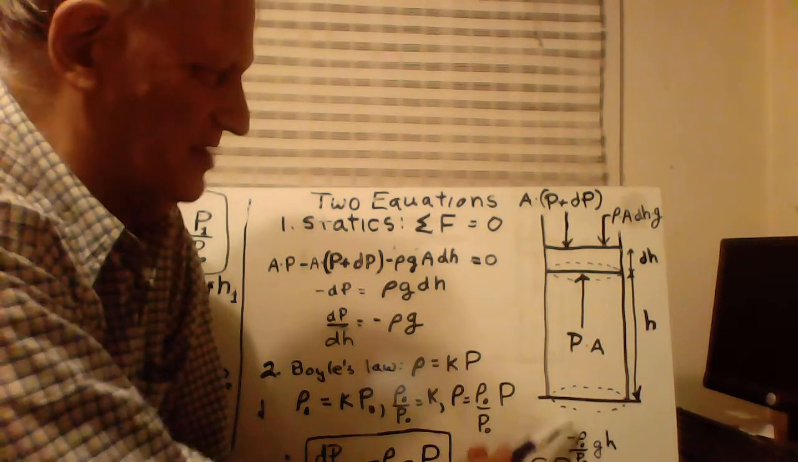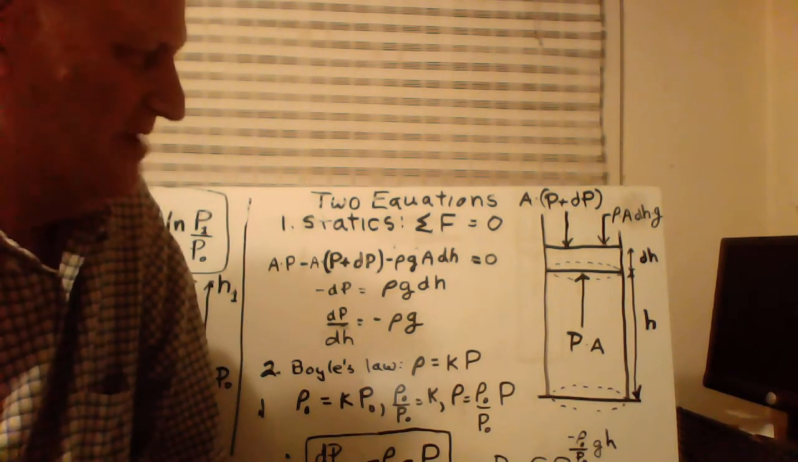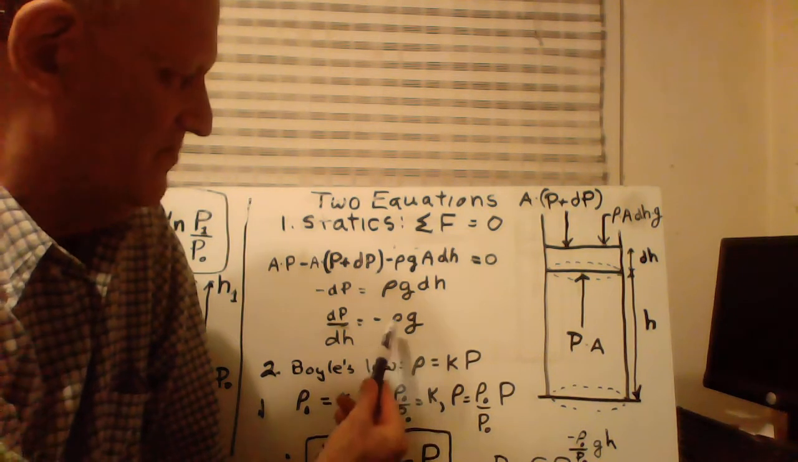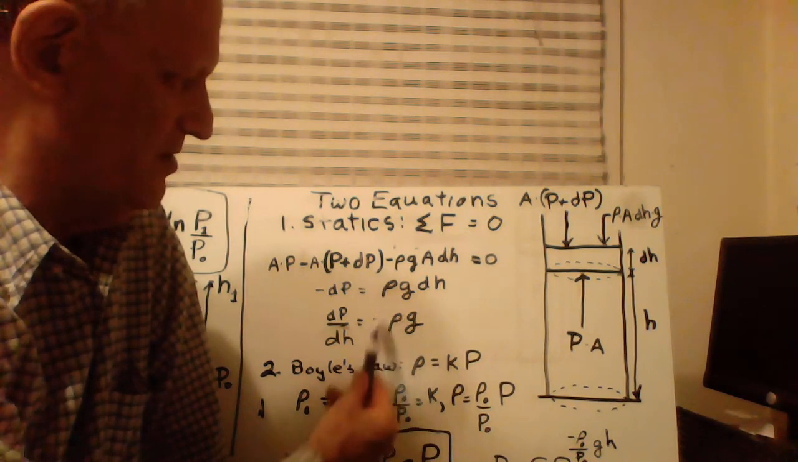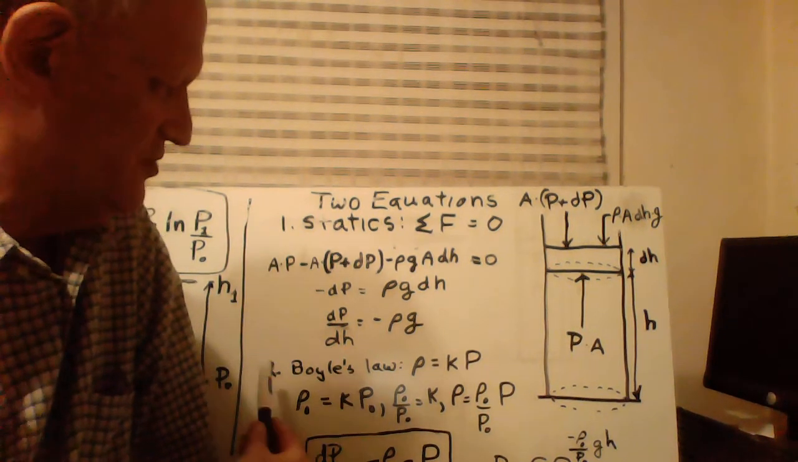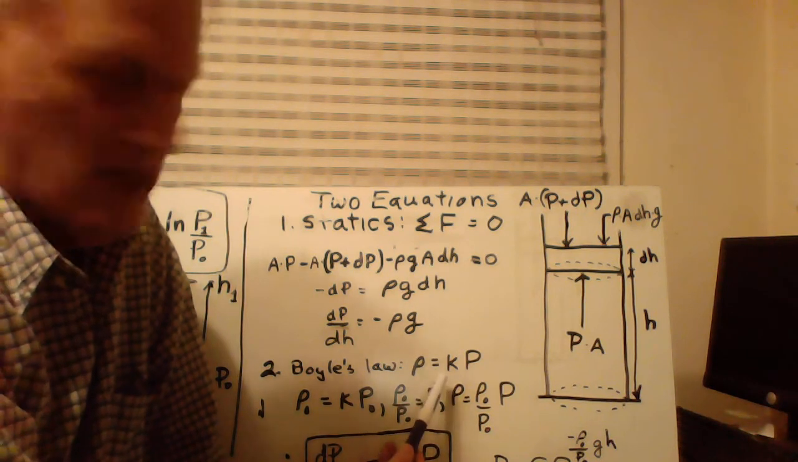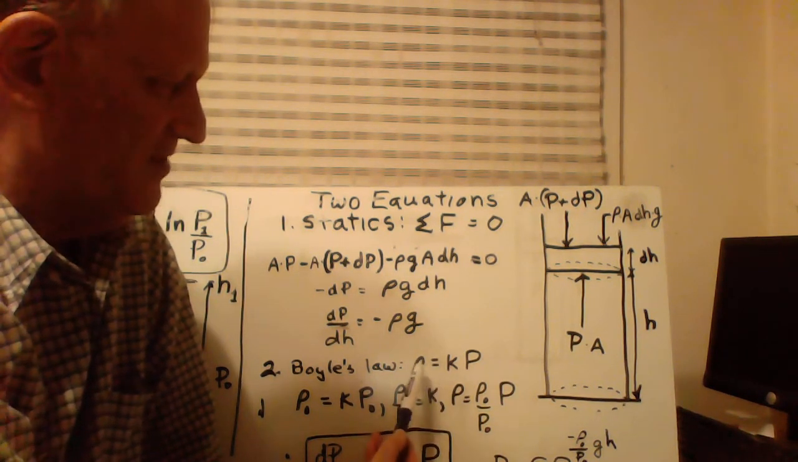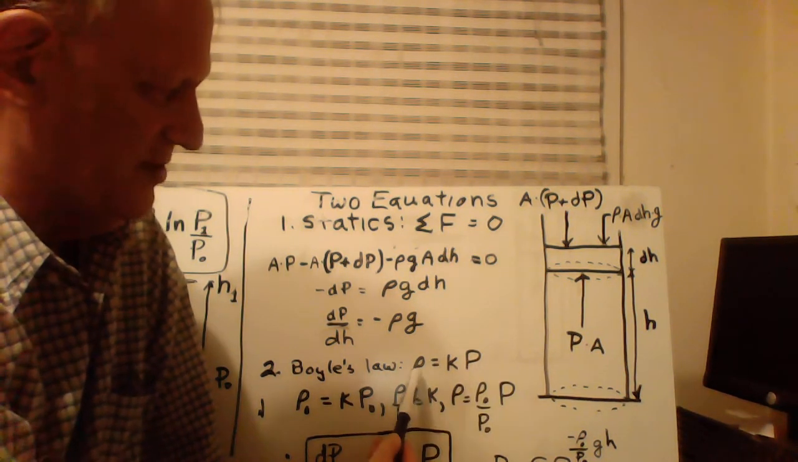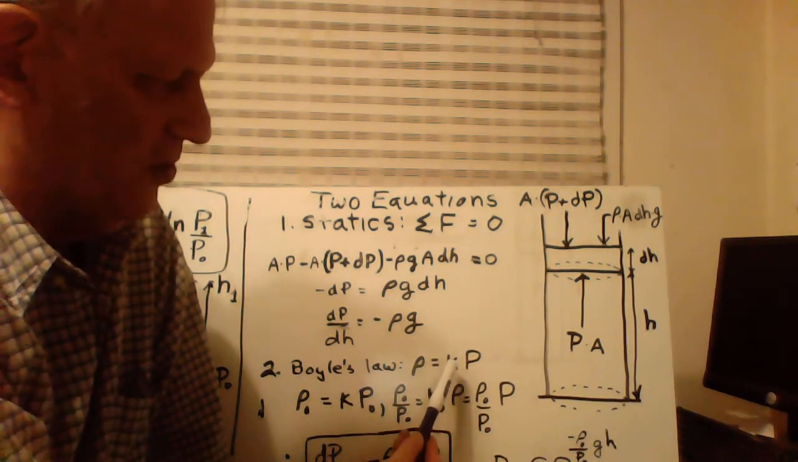Actually, the density does change with elevation, but the problem is that's not going to help us solve what we're looking for. We need to put the density in terms of something we can work with, and we use Boyle's law to do that. You have the equation rho is equal to kP, that is, the density is proportional to the pressure. The greater the pressure, the greater the density of air. And there's a proportionality constant, which we call k.